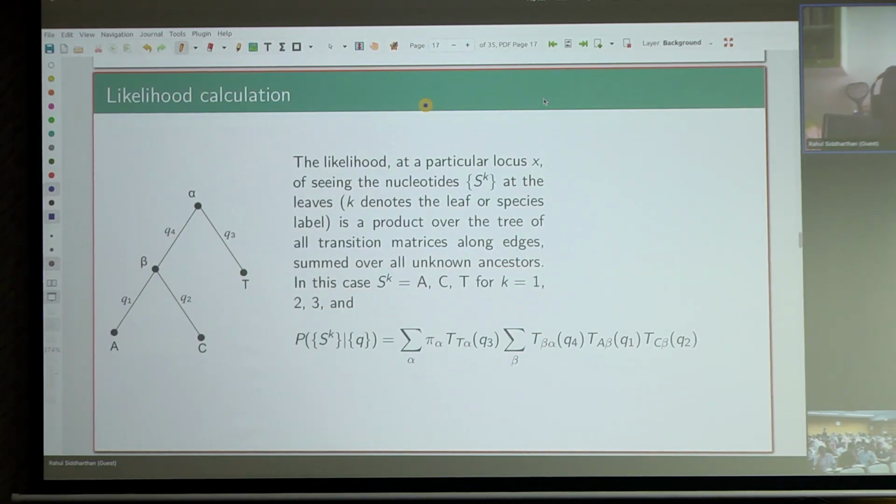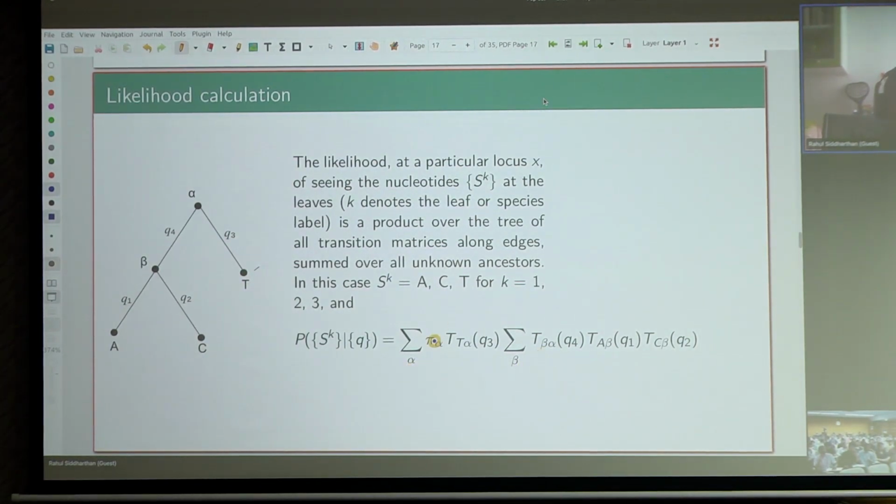So let's move on to how to calculate likelihoods before getting to the results. So the likelihood at a particular locus X of seeing some set of nucleotides at those leaves. An example is here. Let's say you're looking at position 3 of the CTCF binding site, and in human you see A, in chimp you see C, and in mouse you see T. Those are what you see. And the distances from their common ancestor are Q1 and Q2, and this is Q3 and this is Q4. And alpha and beta are unknown nucleotides at these loci.